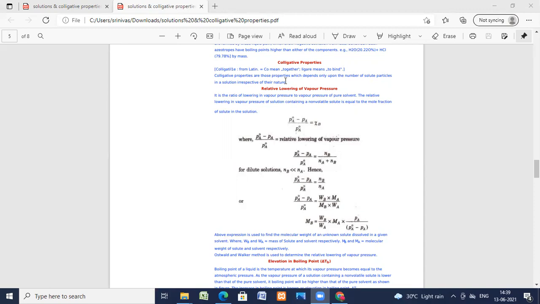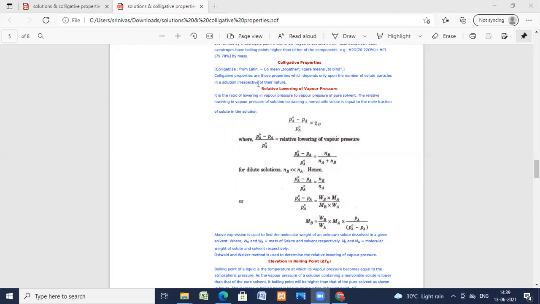This colligative property is of four types: lowering of vapor pressure, osmotic pressure, elevation of boiling point, and depression of freezing point of the solvent. These are the four colligative properties.